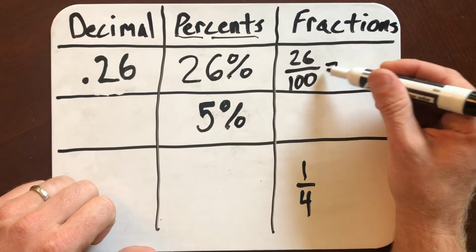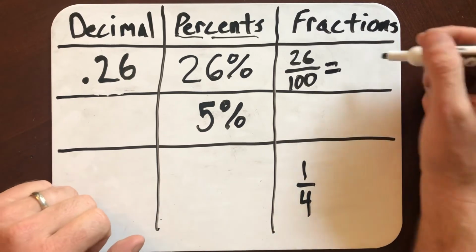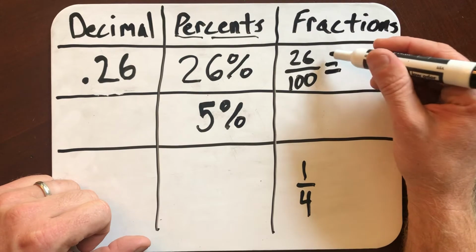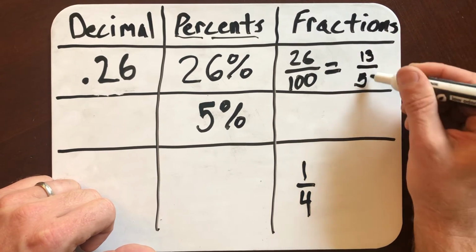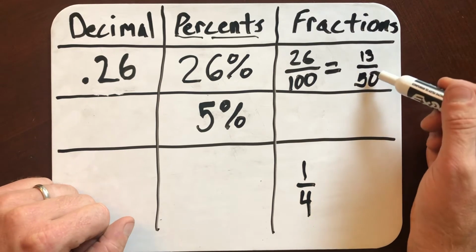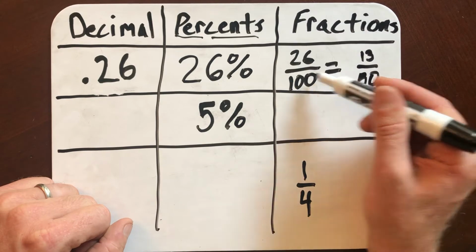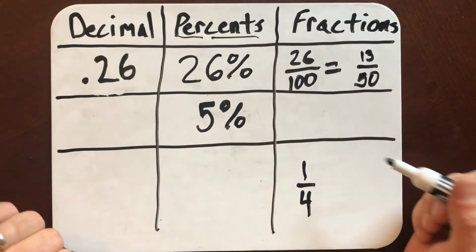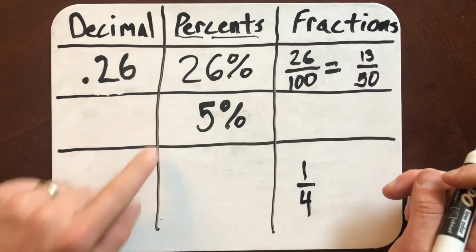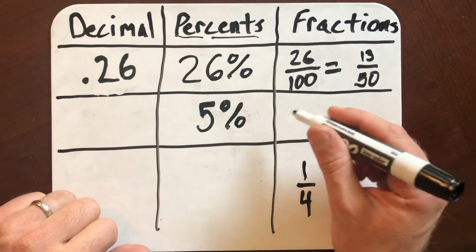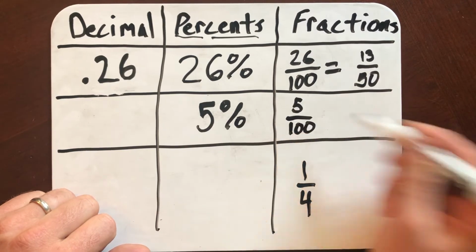Notice that fractions can always be simplified, or need to be simplified, into their simplest version. If I divide both of those by 2, I'm going to get 13/50. The difficult part is always making sure that your fractions get turned into 100 fractions to get a percent and a decimal. So if I have 5%, 5% is going to be 5 per 100.